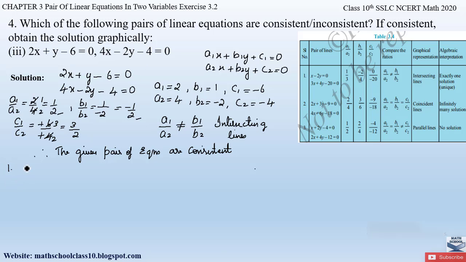So the first equation is 2x plus y minus 6 equal to 0. Now let us first find out the x value by sending all the other terms to the right hand side.